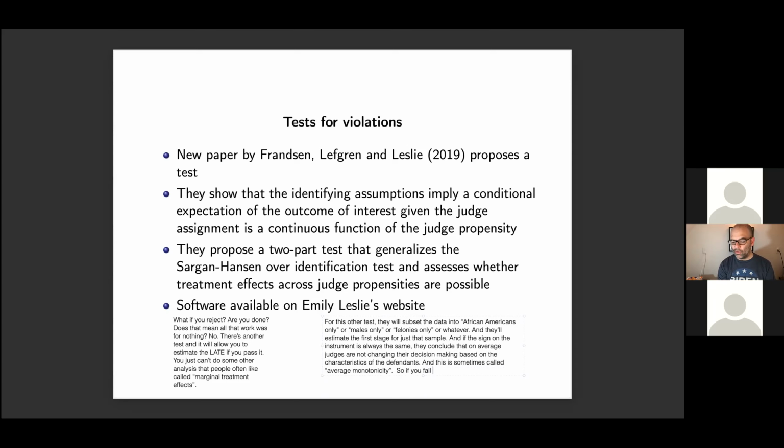So if you fail Frandsen et al., just do this subsetting first stage and see if it holds up. If it does, and it probably will, then you can proceed. Okay.